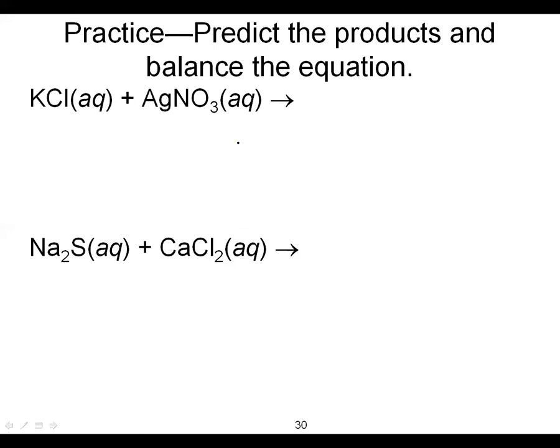So why don't you try these two here, and then we will talk about it. Take a minute or two and write the balanced equation. For these, we'll just go with a straight molecular equation for each and see what you end up with.